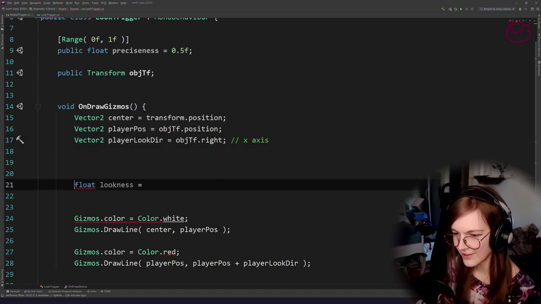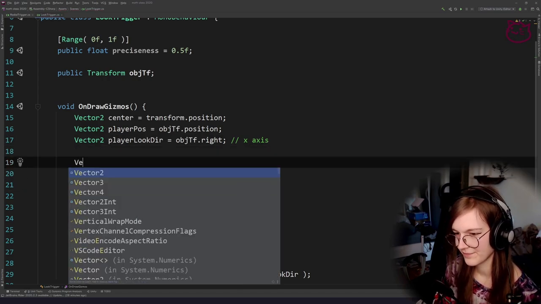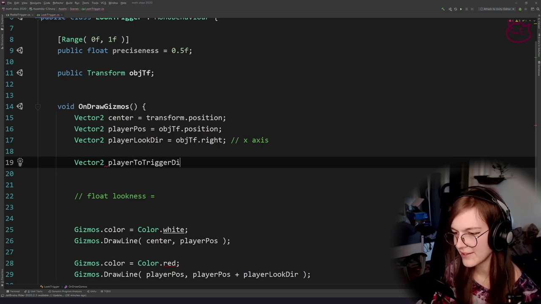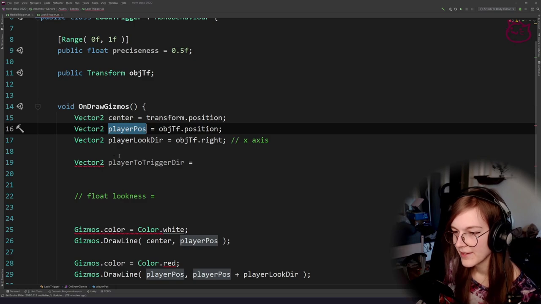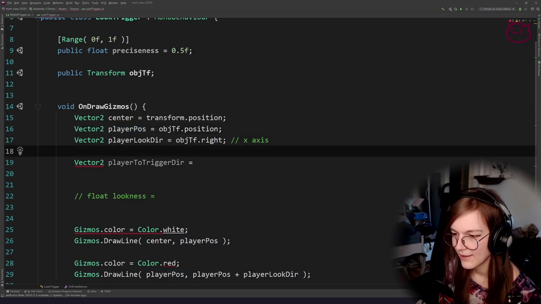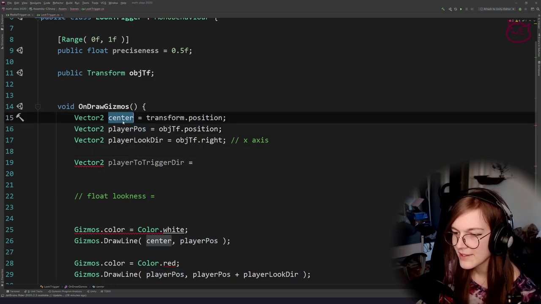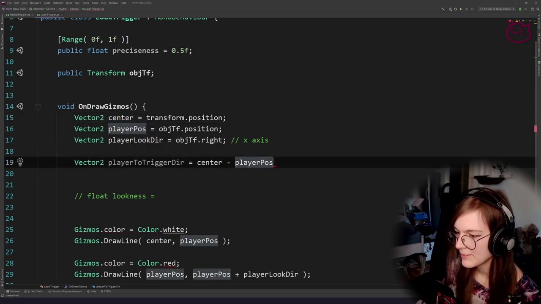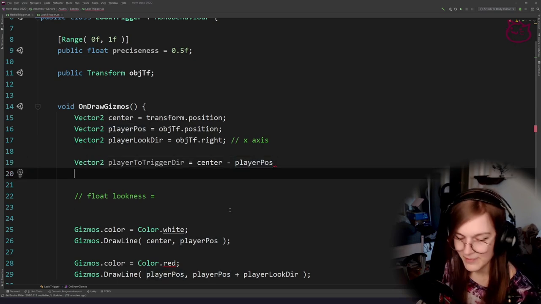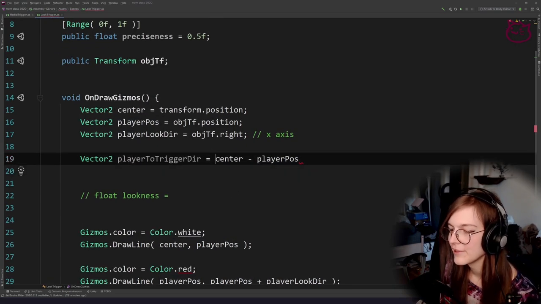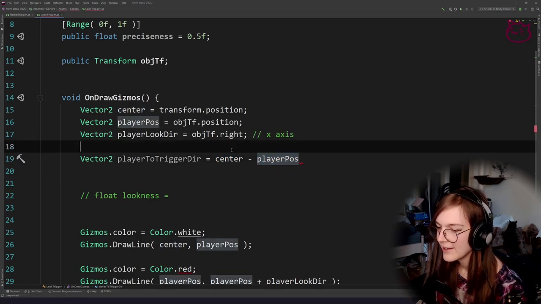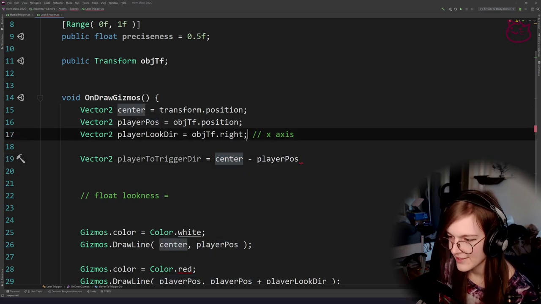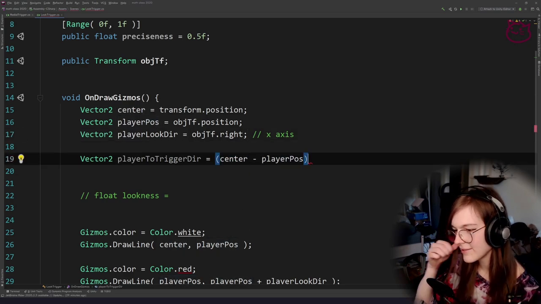So we're not quite ready to do the lookness yet. We can call this player to trigger direction. All we need to do is use the position of the trigger, and then subtract the player position. The way I think about this is, it looks like this should be center to player, but it's always reversed. So keep that in mind. In this case, it's player to center, which is a little frustrating, but that's the way it is.